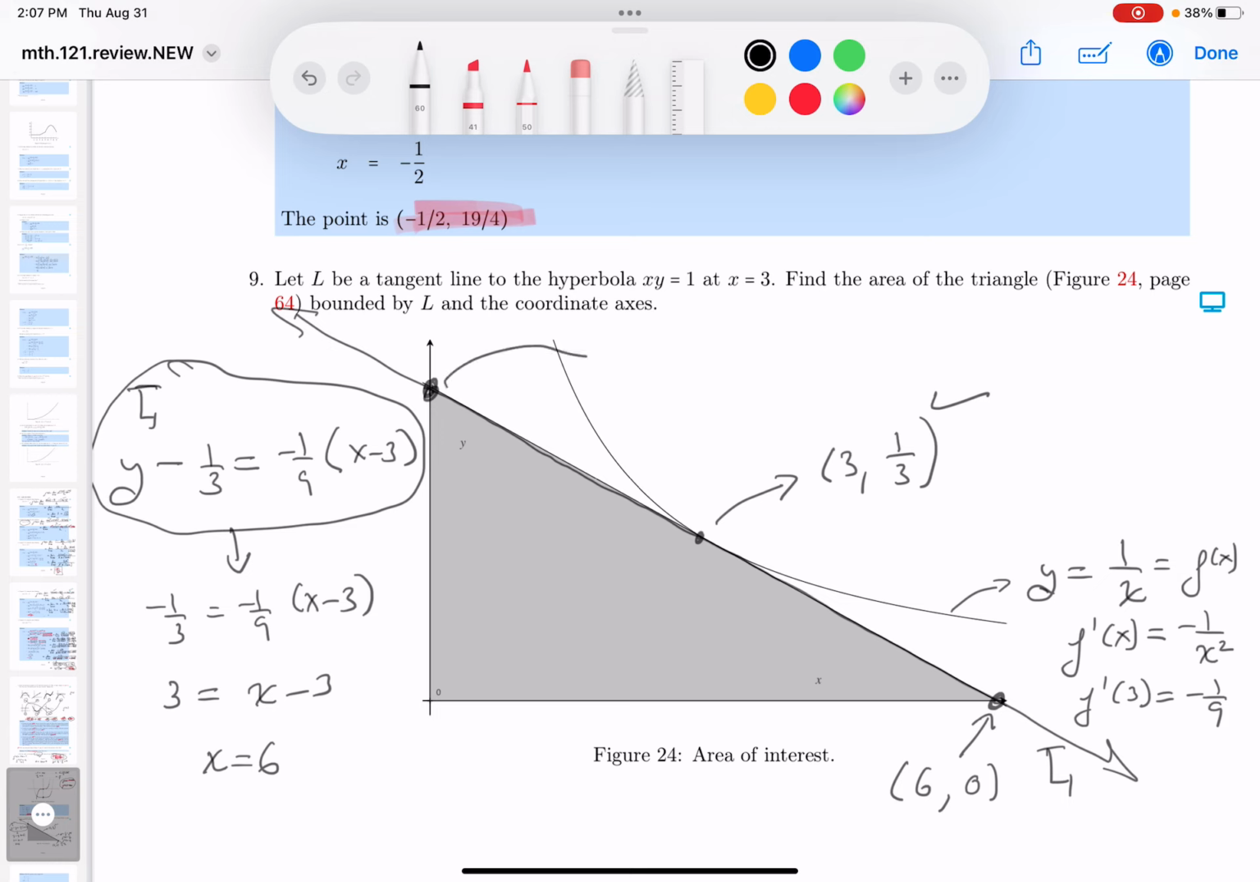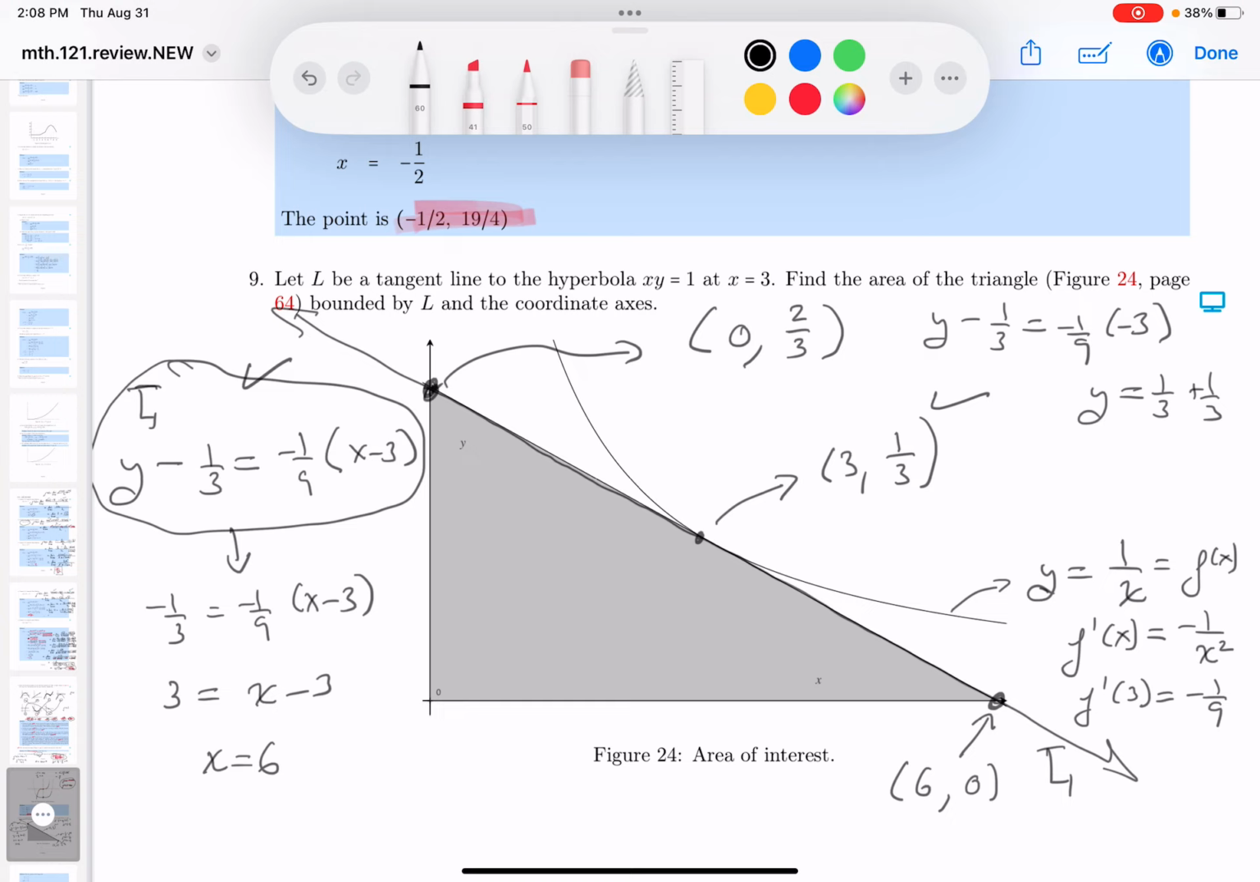Let's do this over here. This is another point. What do I know about this over here? I know the x is 0, just looking at the picture, by the way. If x is 0, I plug it in. What do you get? y minus 1/3, again, we're plugging into the line, equals minus 1/9 times, and then 0 minus 3 is simply minus 3. So what do you get over here? y equals, let's see, that's going to give me 1/3 because minus 1/9 times minus 3 is 1/3. And then I'm going to add 1/3 to both sides, 2/3. That's what that point is.